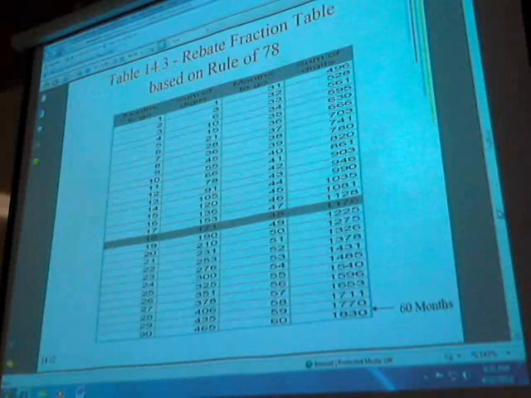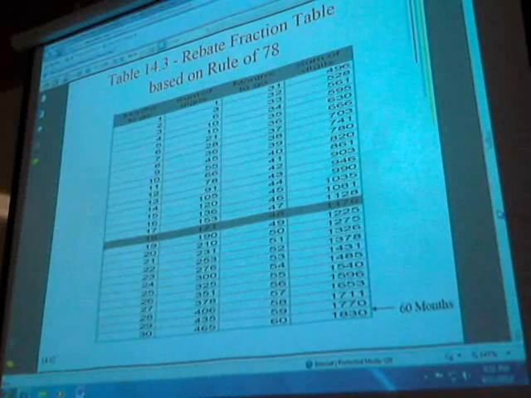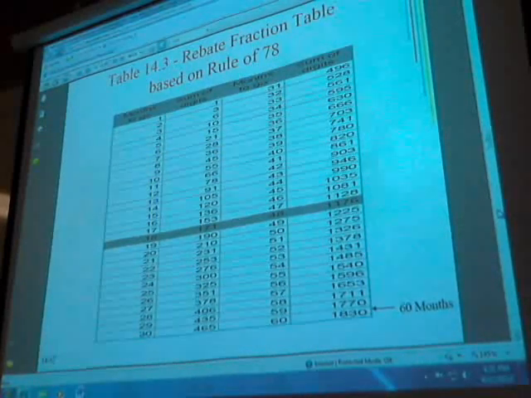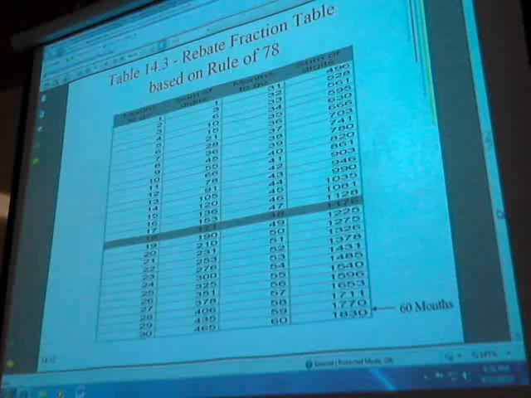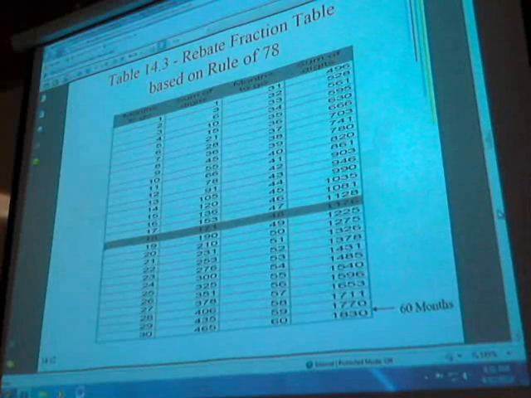Okay, here's another table for you. I think this might be the last one, or maybe one more. It's called the rebate fraction table. First of all, let's define what that means. The rebate is the amount of interest that you are saving by paying off a purchase before its maturity.